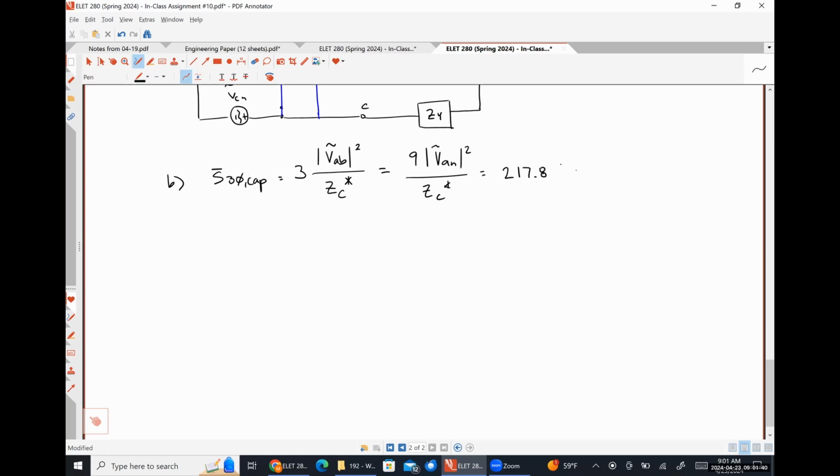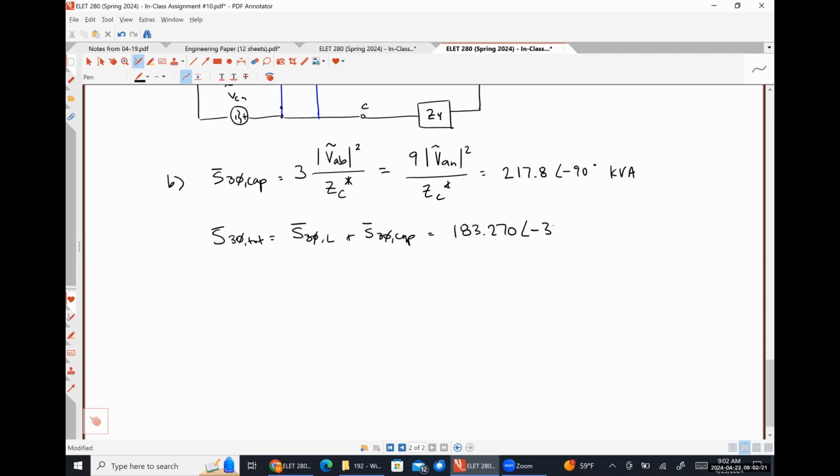217.8 angle negative 90 degrees kVA. S 3-phase total load plus S 3-phase cap, or 183.270 with an angle of negative 35.069 degrees.